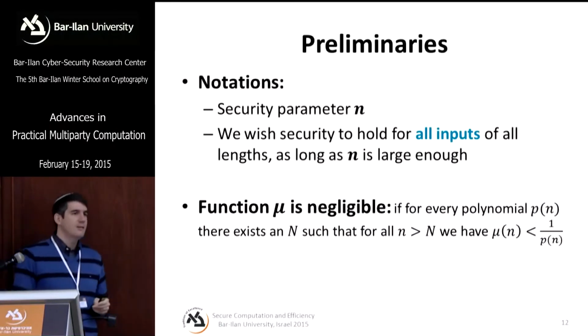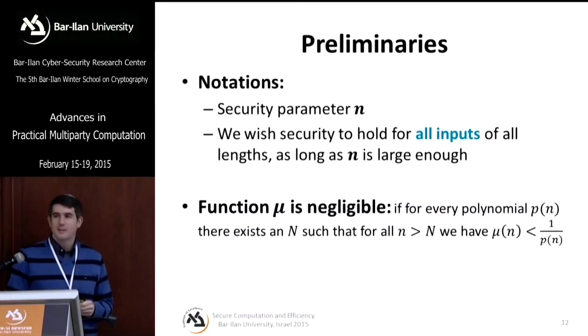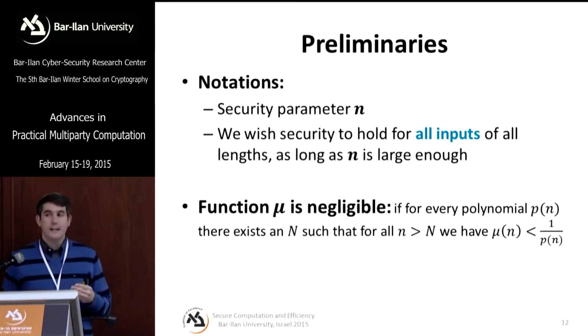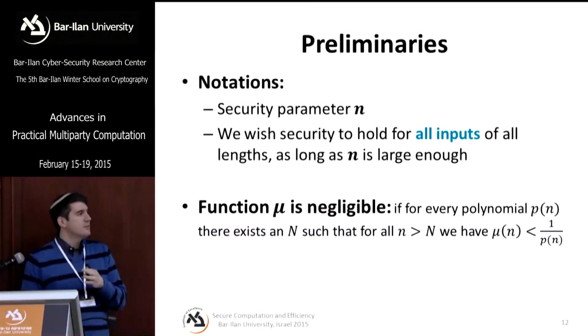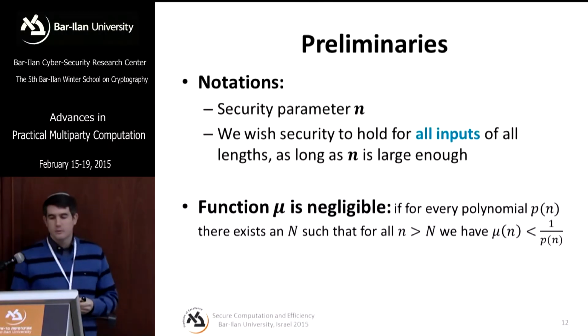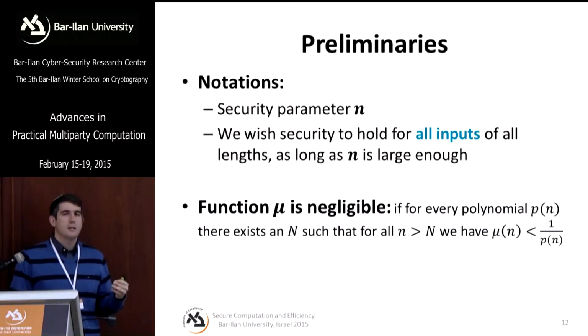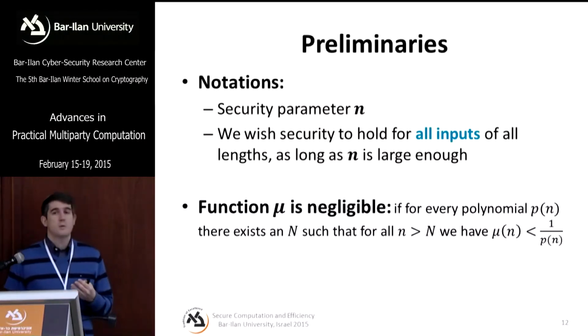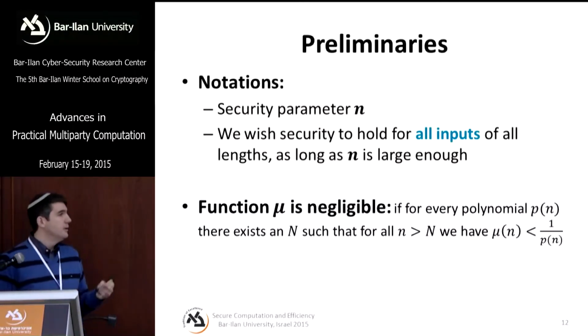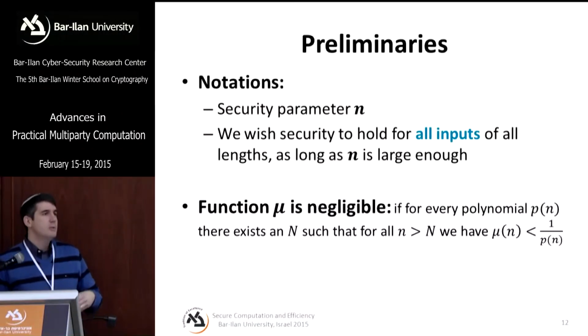Okay, now let's start getting into some more serious definitions. So I'm going to denote the security parameter by n, and we're going to want that security will hold for inputs of all lengths, as long as you've taken a large enough security parameter. Similar to what we do in encryption. Obviously, as with everything in the computational setting, we're going to allow failure with negligible probability, where a negligible function is one that's smaller than the inverse of every polynomial. So essentially, we can just assume that it doesn't happen, because something that happens with small enough probability is not interesting.